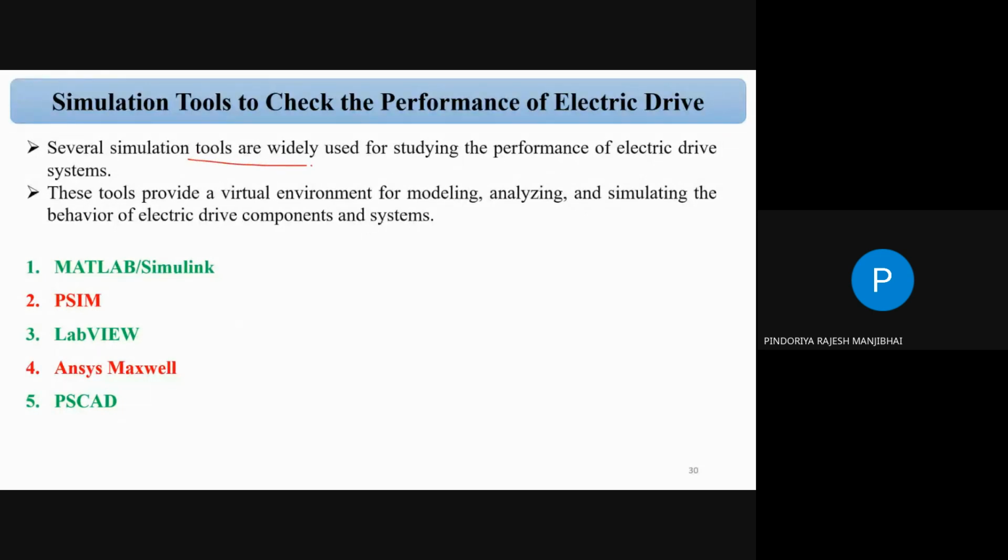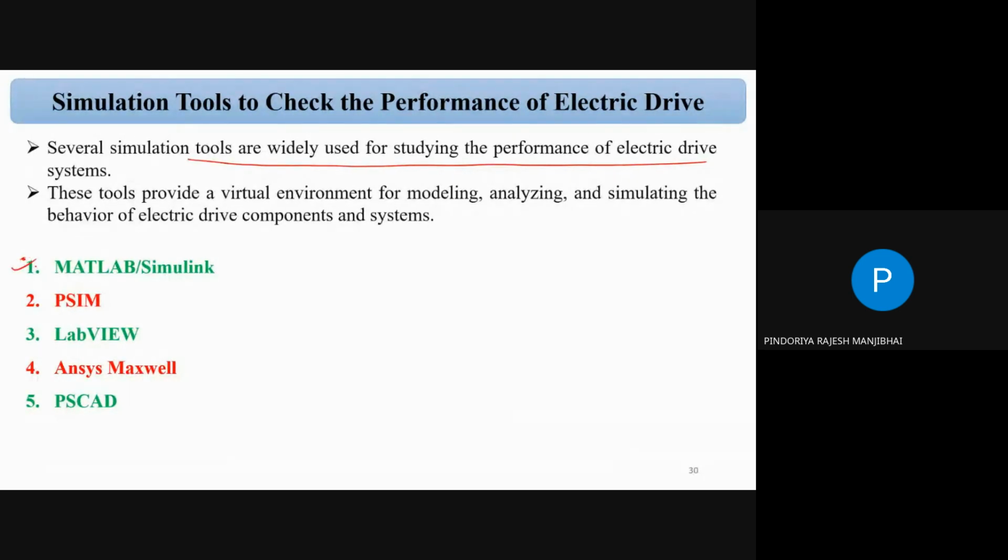Several simulation tools are widely used in studying the performance of electrical drives. It is not only for electrical drives, maybe power systems, any application. Suppose you want to implement a power network, maybe an 11 kV substation. We are not going to directly implement the 11 kV substation in practice, correct? First, we have to design the 11 kV substation in a simulation tool, maybe PSCAD, maybe SCADA, any software. Once we are satisfied with the result, then we implement it in the physical mode, correct?